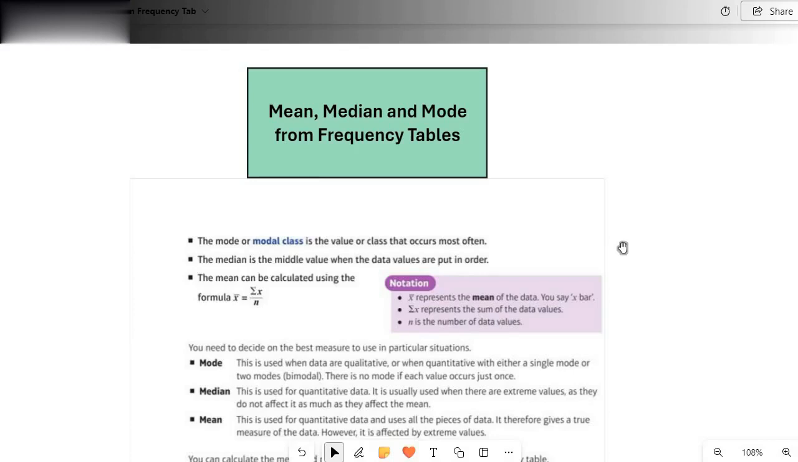In our previous video, we discussed calculating the mean, median, and mode from a given set of numbers. Today, we will be expanding our knowledge by calculating them from a frequency table. If you remember from our last video, the mode or the modal class is the value or class that occurs most often. The median is the middle value when the data values are put in order, and the mean can be calculated using the formula x̄ = Σx / n, where Σx represents the sum of the data values and n is the number of those data values.